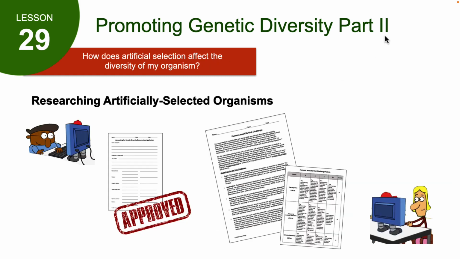In the second lesson of the culminating experience, students research artificially selected organisms that they chose for their documentaries. We're going to return their documentary application forms, and teams with solid ideas that get approval are going to start researching the big question, how does artificial selection affect the diversity of my organism? And groups that need extra guidance will meet with the teacher. The Advocating for Genetic Diversity documentary project handout scaffolds the student research.